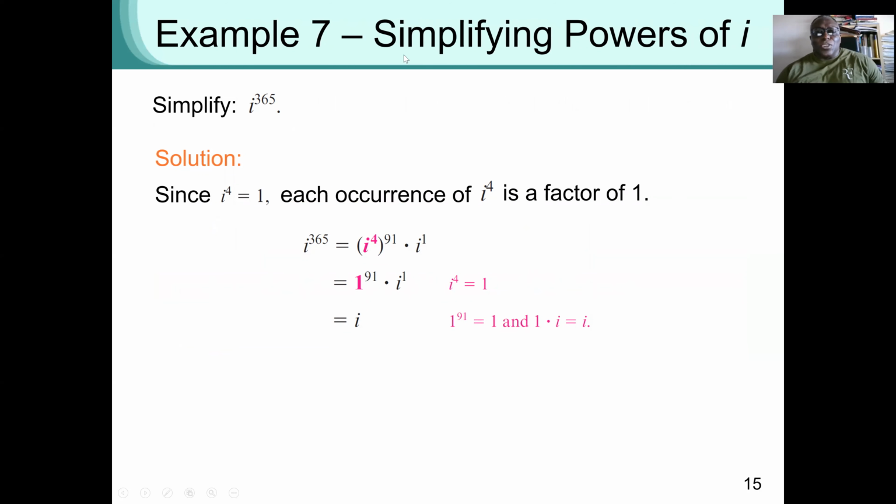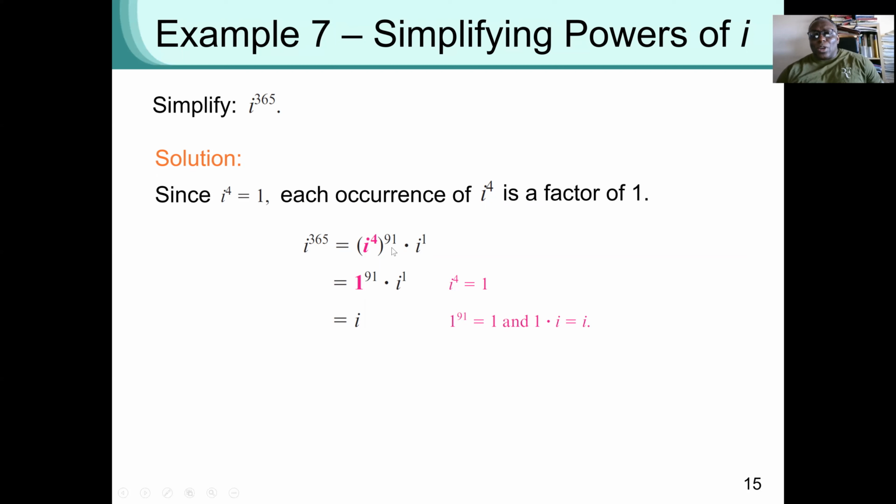So let's simplify powers of i. A question is given here: i to the power 365. For the solution, we know i to the power 4 is 1, and each occurrence of i to the 4th is a factor of 1. So i to the power 365, I can write as i to the power 4 to the 91 times i, because 4 times 91 will give me 364, so we need 1 more. So times i to the power 1.